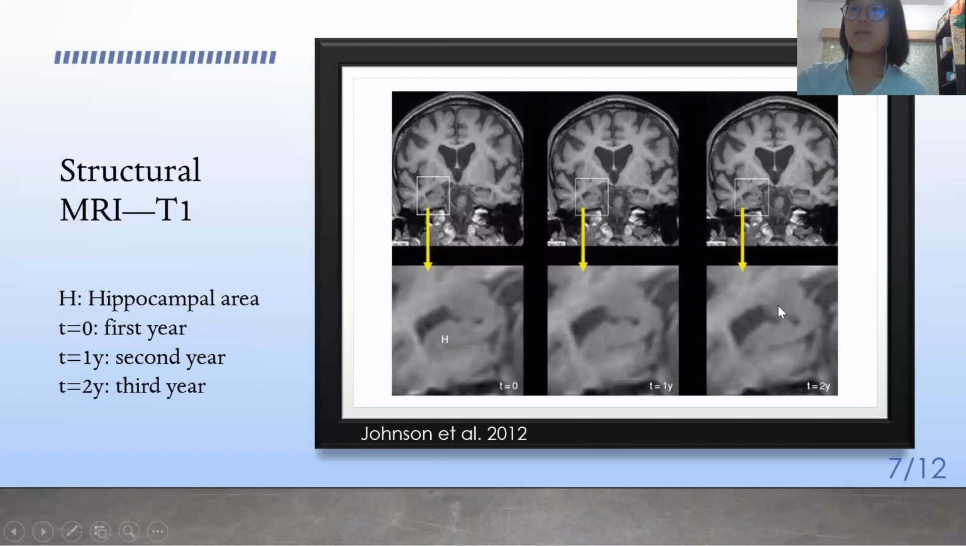And here is another example of structural MRI. These three pictures are taken from the same individual once a year for 3 years. And the small h here indicates the hippocampal area. As time went on, we see that the black space between the brain tissue became larger and the hippocampus became smaller. This is the evidence of hippocampus atrophy.